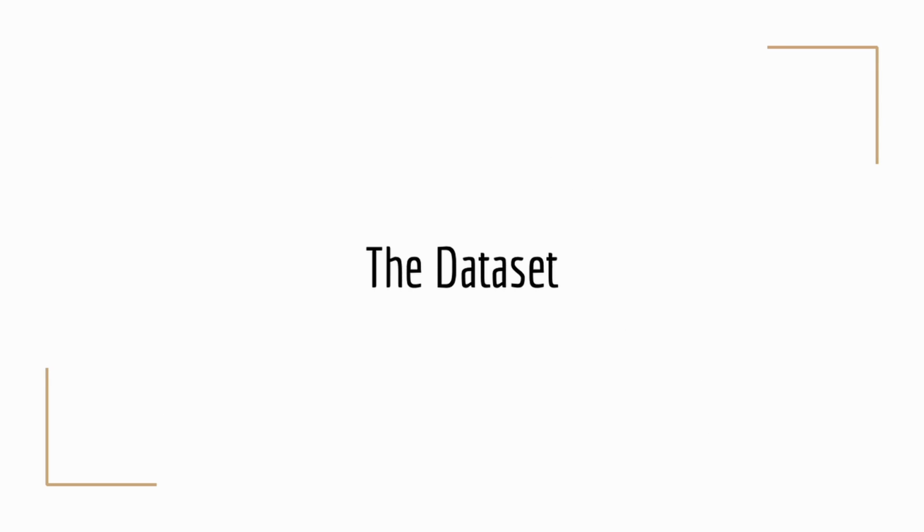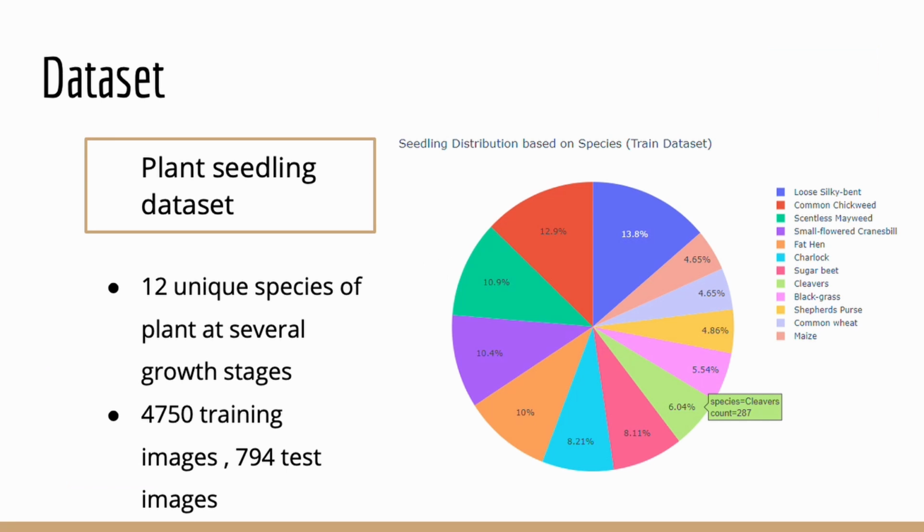First, let us explore the plant seedling dataset. In this project, we took the plant seedling dataset from Kaggle. There are a total of 12 different species of plants, with 4,750 training images and 794 test images. As you can see from the pie chart, there is an uneven distribution of images for each class, with plant types like maize and common wheat having the lowest proportion.